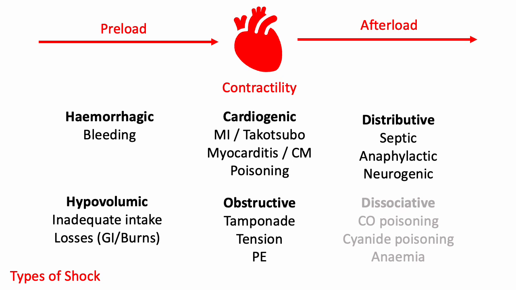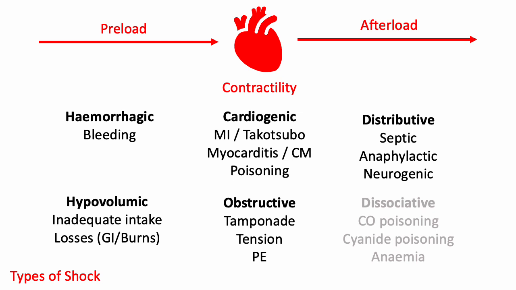Obstructive shock, so classically you think of tamponade and tension pneumothorax, but a massive PE can also cause obstructive shock because you're obstructing outflow from the right ventricle. And then distributive shock will affect your afterload, such as septic shock most commonly, but also anaphylactic and neurogenic shock in the case of very high spinal cord injury.